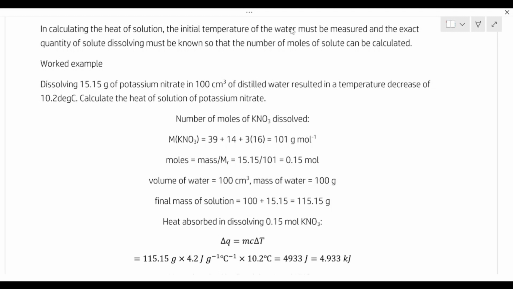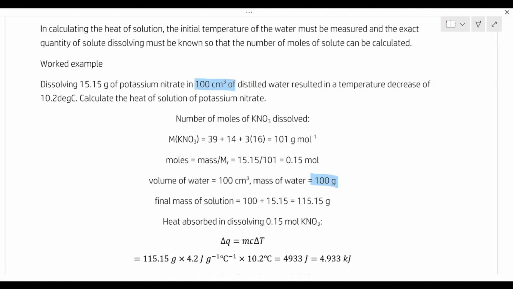The volume of water, we're told, is 100 centimeters cubed. The mass of water is going to be 100 grams because of that assumption, because we're assuming that the density of this dilute aqueous solution is the same as that of pure water, which is 1 gram per centimeter cubed. So if you have 100 centimeters cubed of water, that means you're going to have 100 grams of water by that assumption.